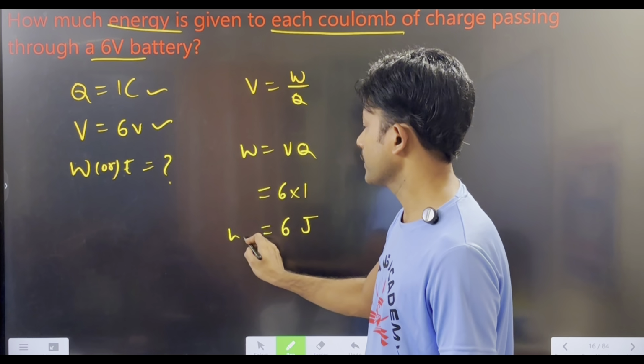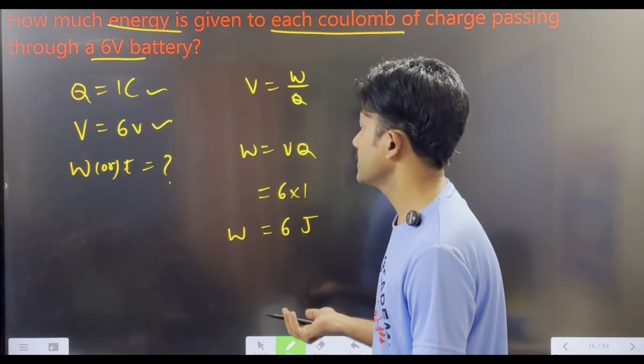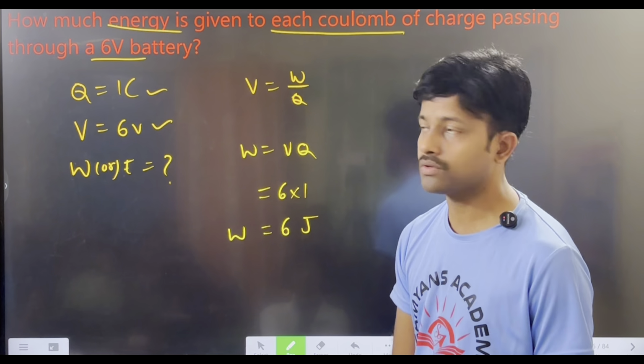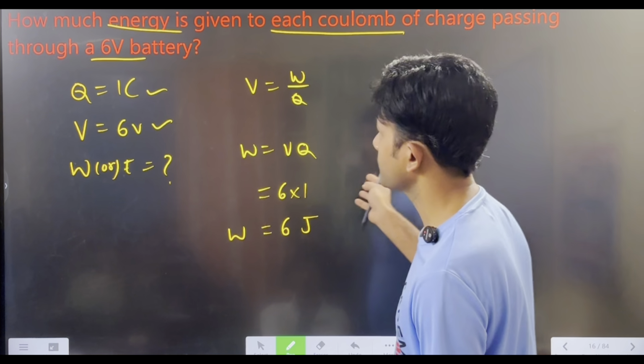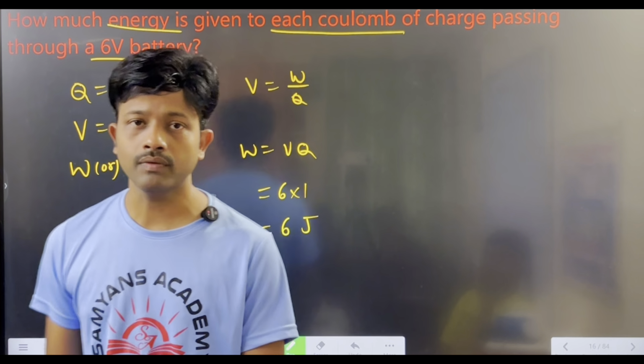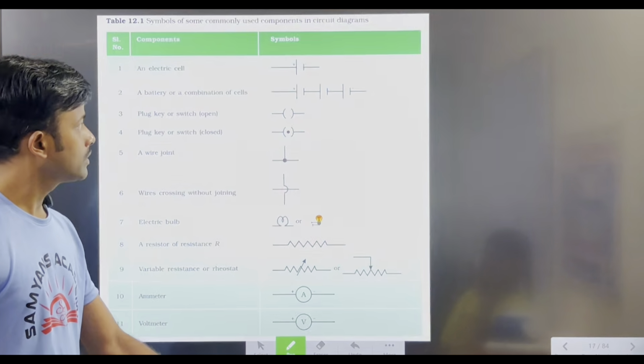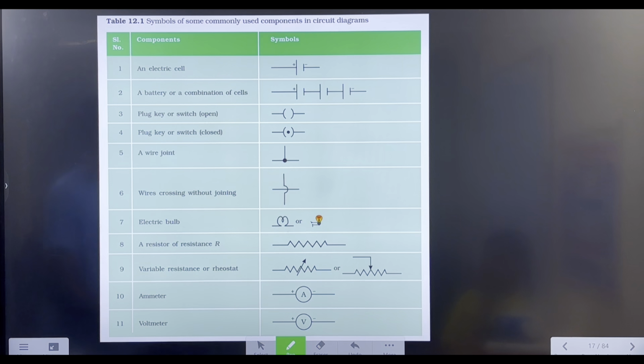6 joules. This is how much energy is required. So 6 joules of energy is required for each coulomb of charge passing through the 6 volt battery. Okay, move on to the next. These are some symbols commonly used in circuit diagrams.